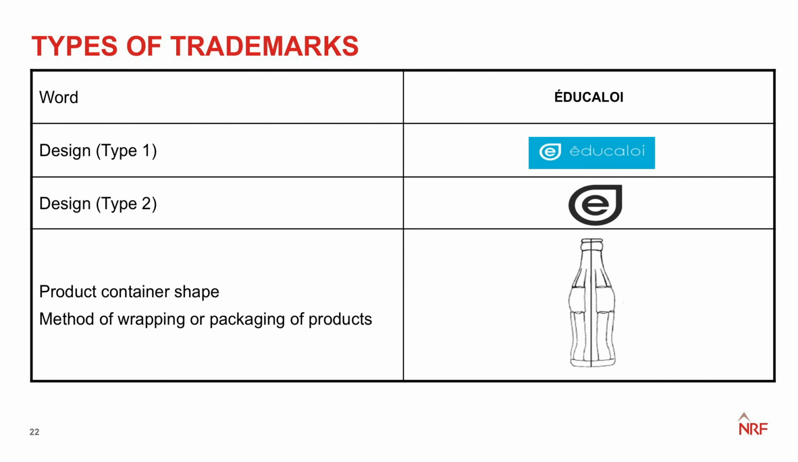There's also other things that you wouldn't necessarily think is a trademark, but actually can be registered as a trademark: the shape of the container or the way a product is wrapped. One really good example is the Coca-Cola bottle. When you see a Coca-Cola bottle, you know exactly what it is. Nobody needs to tell you that this is a soft drink. You know exactly what that is.